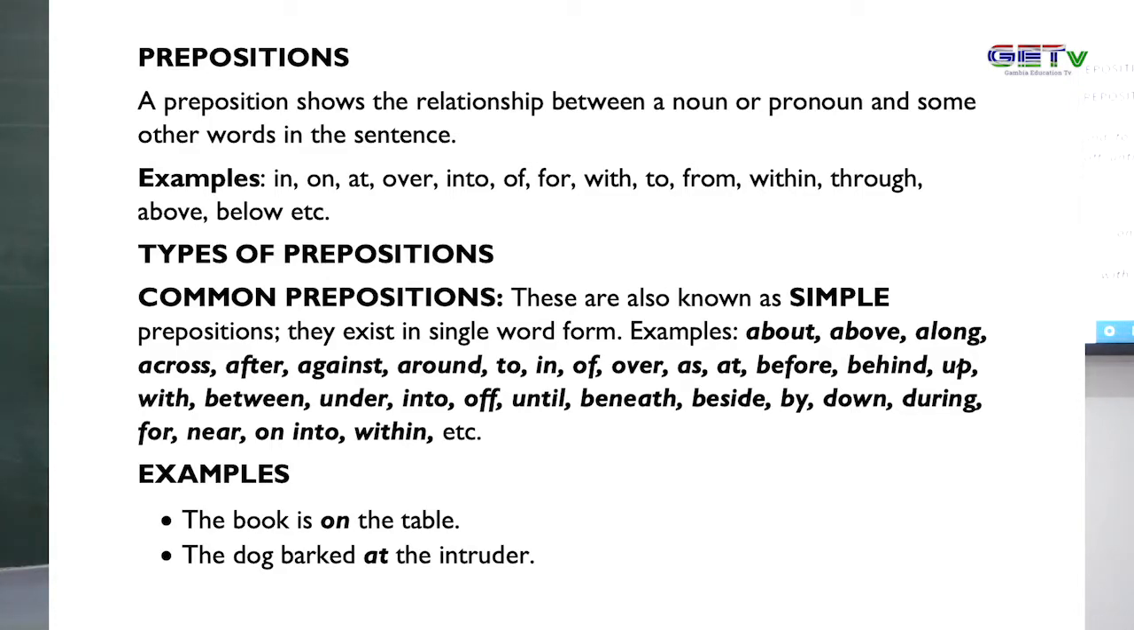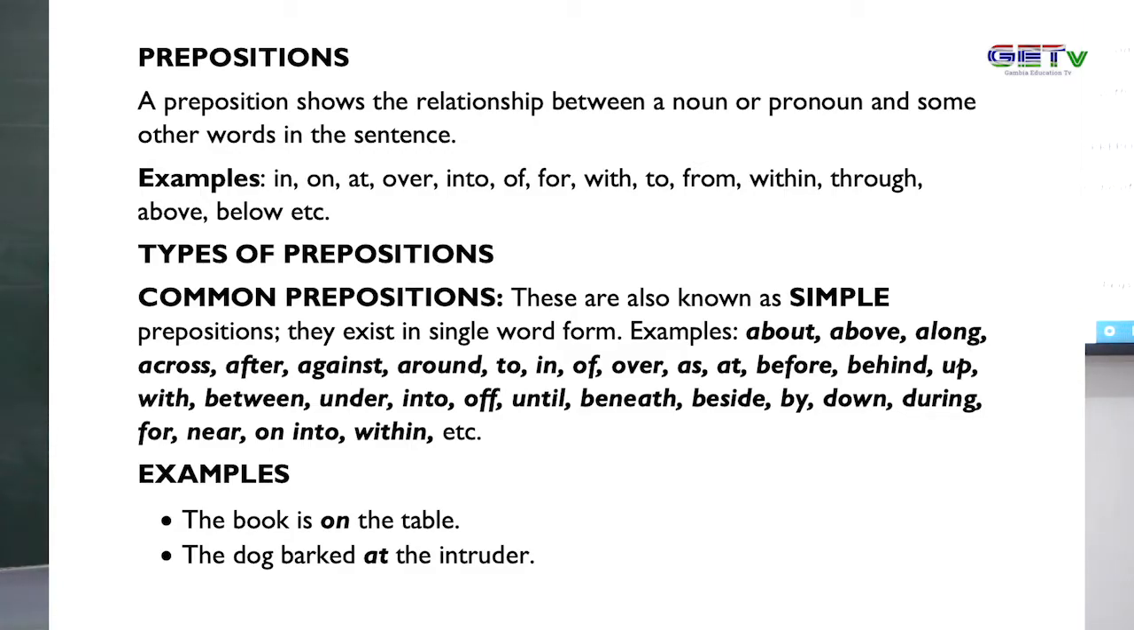Example 1, the book is on the table. By looking at this example, the "on" is a preposition, but it's a simple or common preposition because it is one word. It's only "on." It's not paired with any other word to act as a unit. So it's one. 2, the dog barked at the intruder.